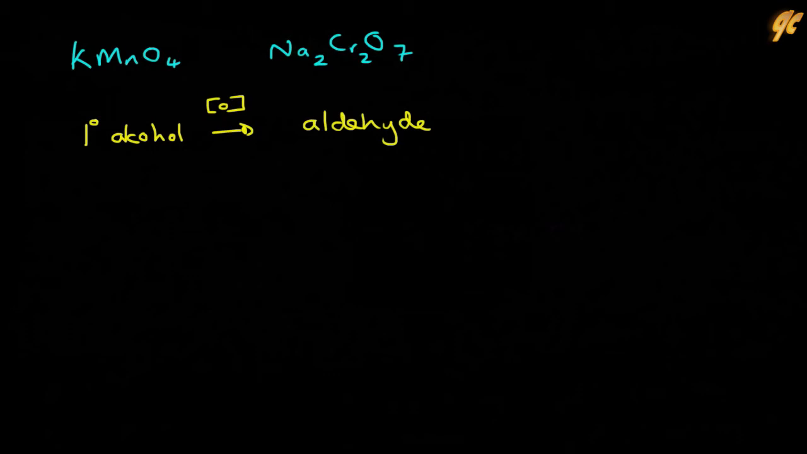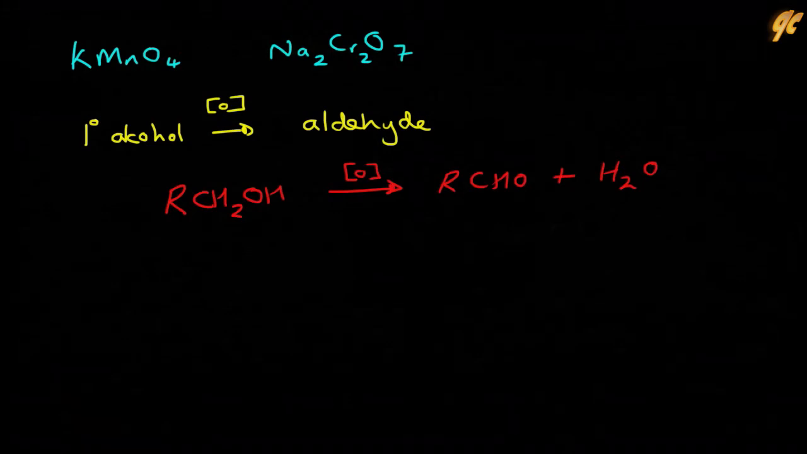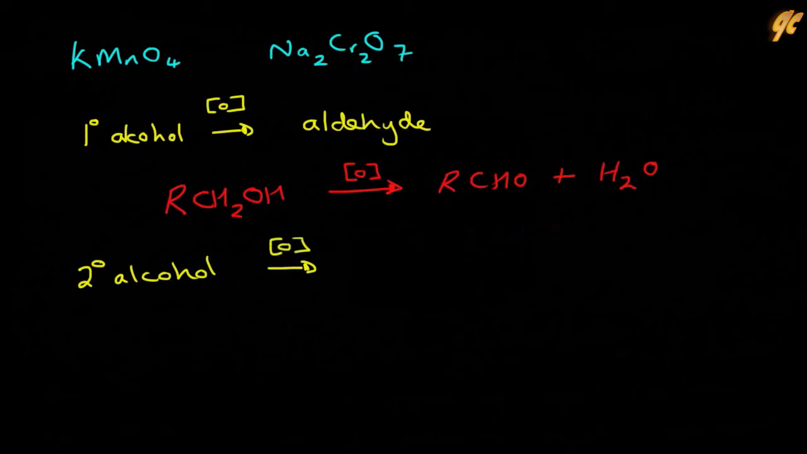The general equation for this is simply RCH2OH in the presence of an oxidizing agent will go to form RCHO plus H2O. A secondary alcohol in the presence of an oxidizing agent will go to make a ketone, and this is covered in more detail in the ketone video coming up.